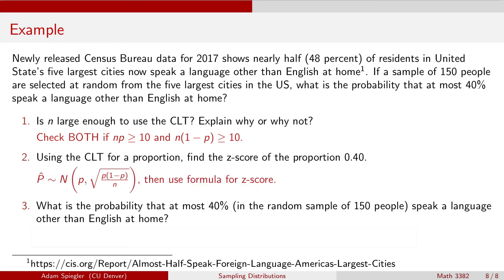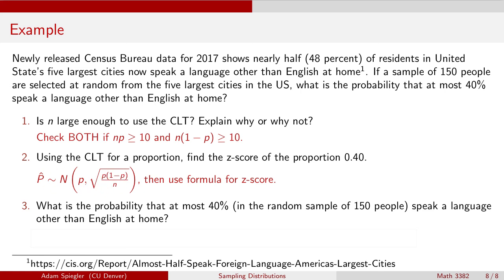Then what I want to do is be careful that, if I'm going to calculate the probability that we would get a sample proportion that's at most 40%, so a proportion of at most 0.40, then I want to make sure that I'm using the sampling distribution and not the binomial distribution to come up with a model for the distribution of sample proportions.